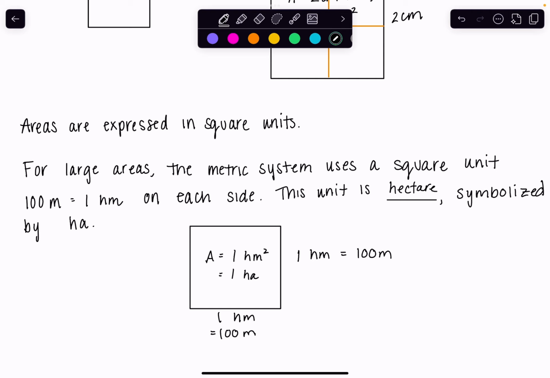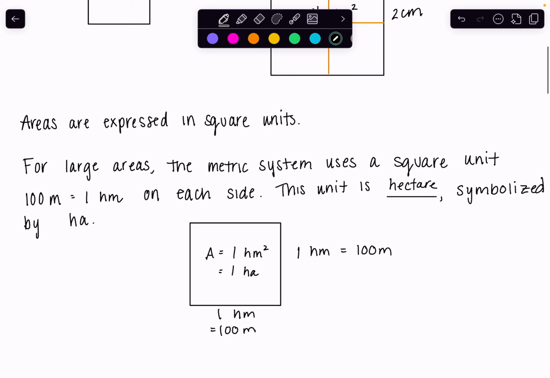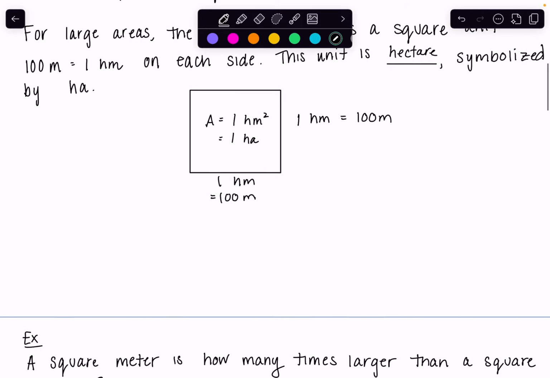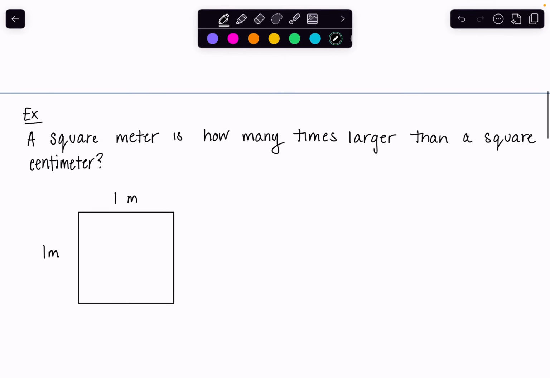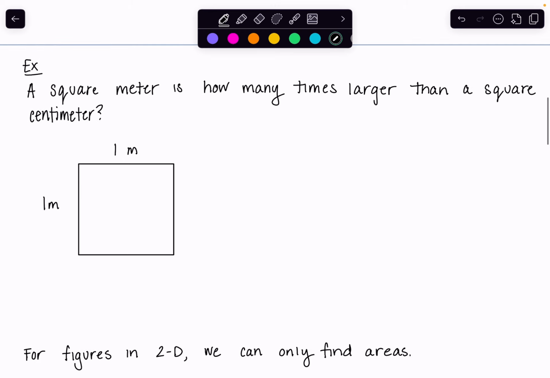So we've got the acre. They have the hectare to represent these bodies of land. So their farms are typically expressed in hectares. Okay? So just to start to work through this, we're going to try to figure out how many times larger a square meter is from a centimeter.